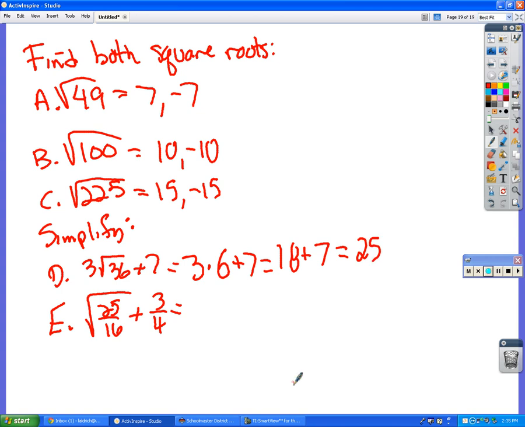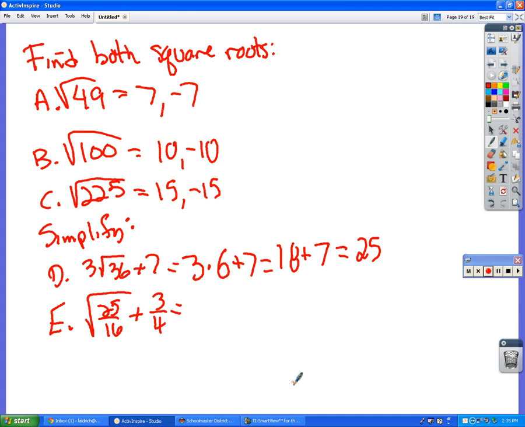People struggled with the square root of 25 over 16 because 16 does not go into 25 evenly, so you have to use the second method. Emily, what's the square root of 25 over 16? Just that part. Good.